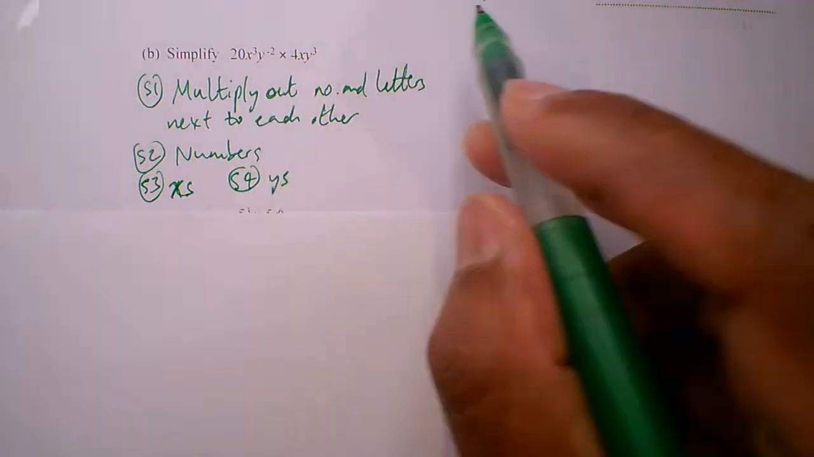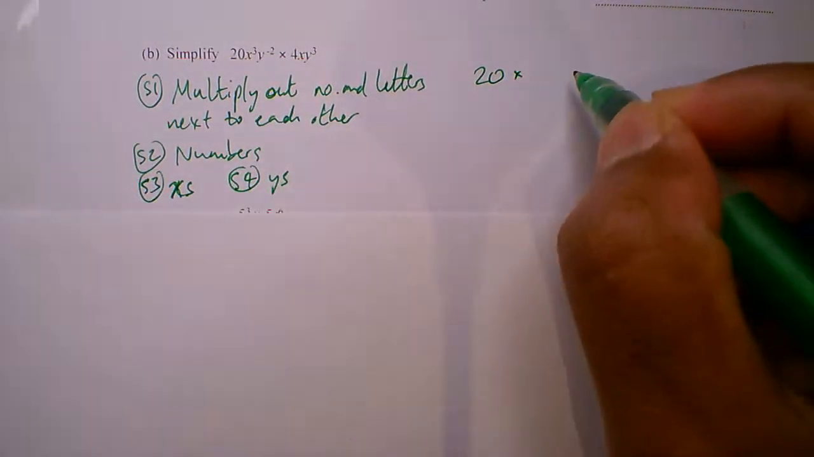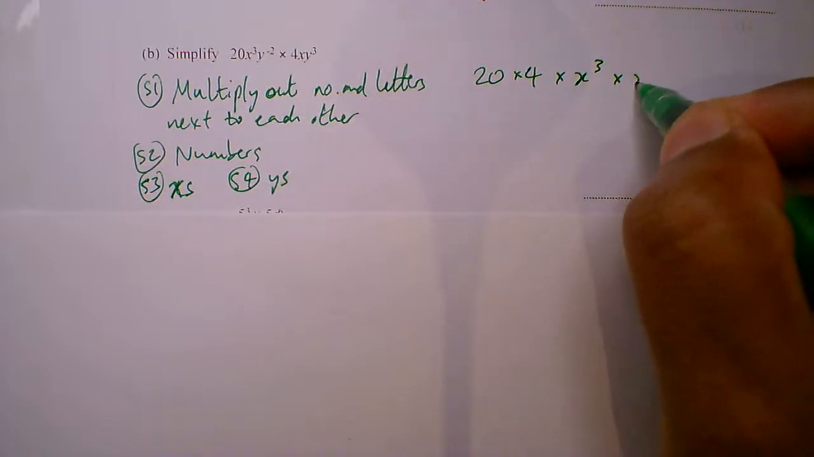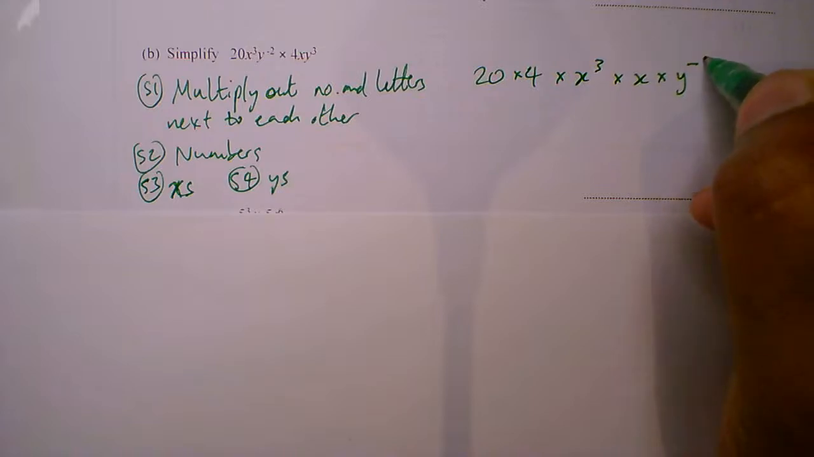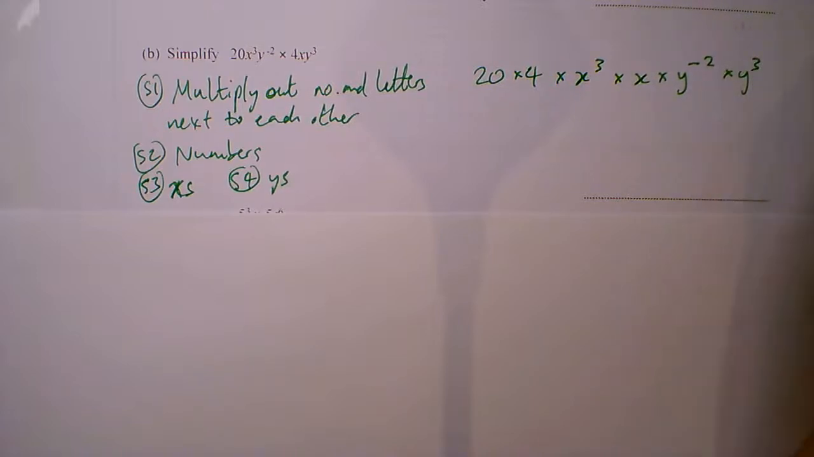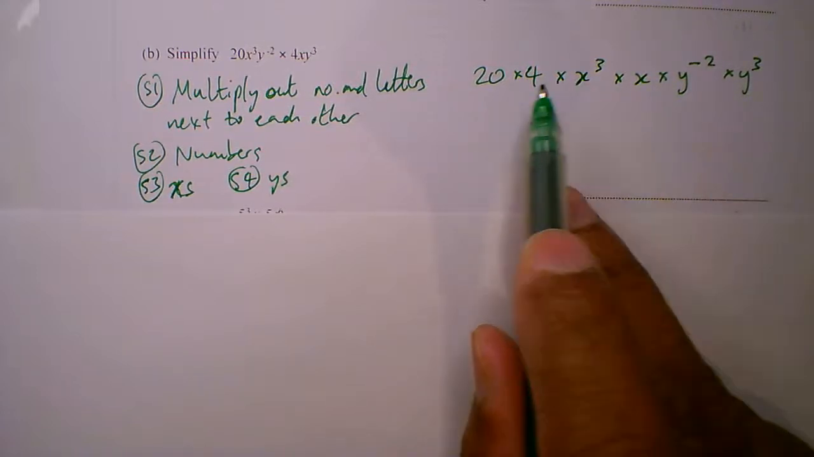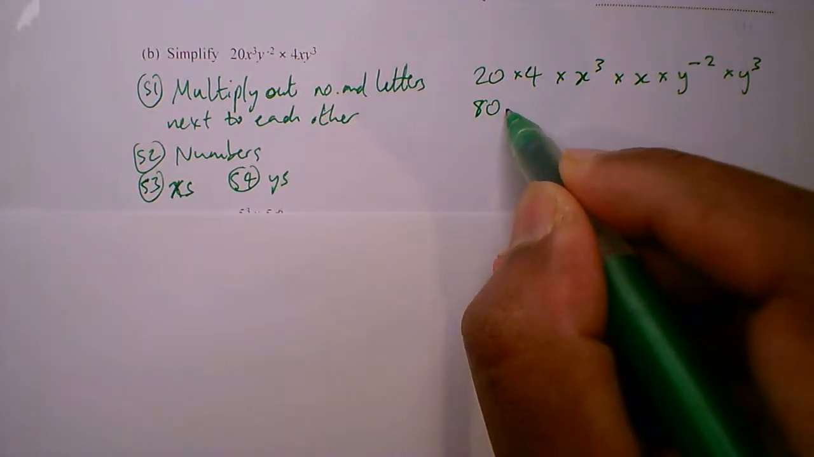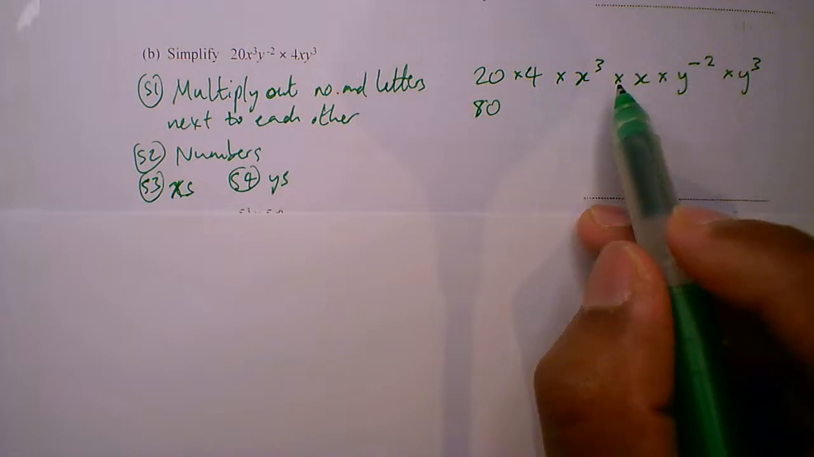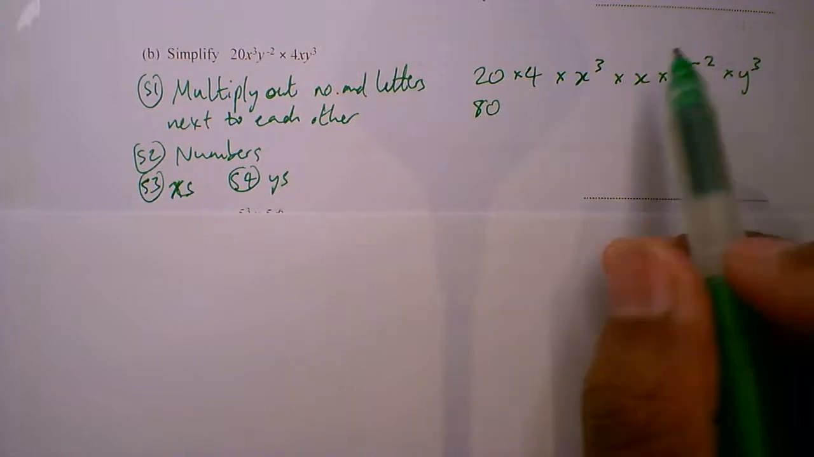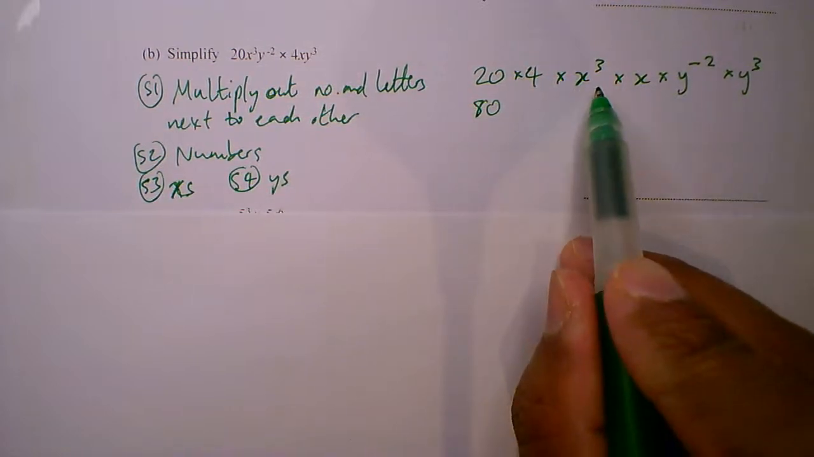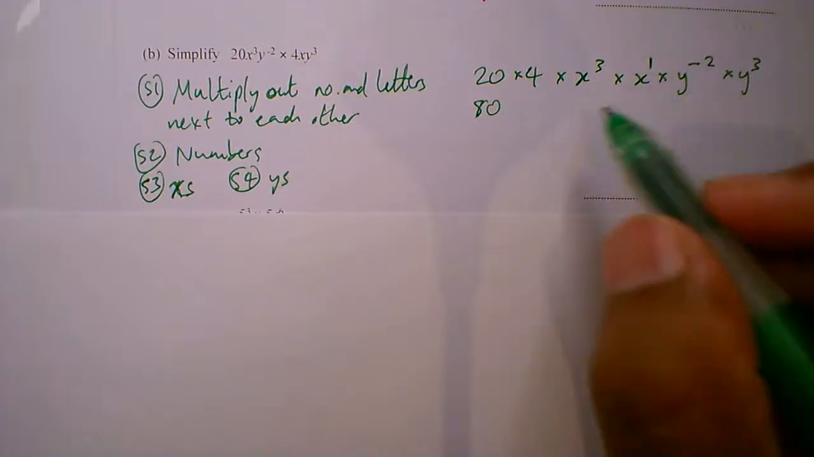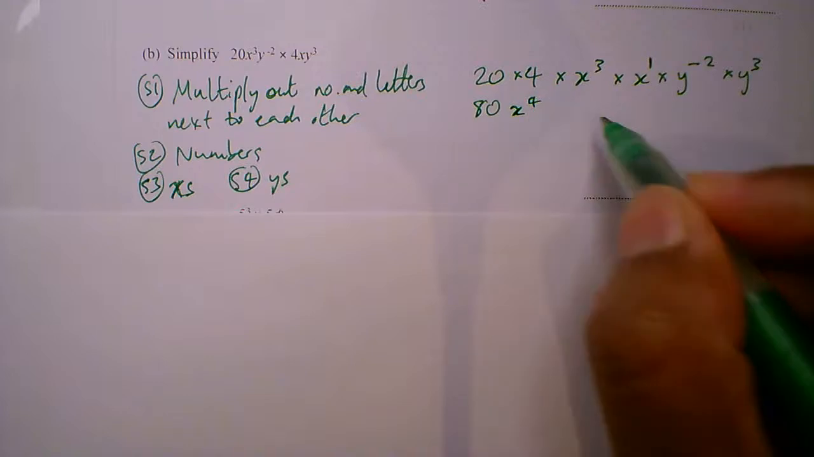So let's write this out. 20 times 4 times x to the power 3 times x times y to the power minus 2 times y cubed. So work on the numbers. 20 times 4, 2 times 4 is 8. Add the 0. So that's my number. Now if I look at my x's, x to the power 3 times x by itself is x to the power 1. So 3 plus 1 gives me 4, x to the power 4.